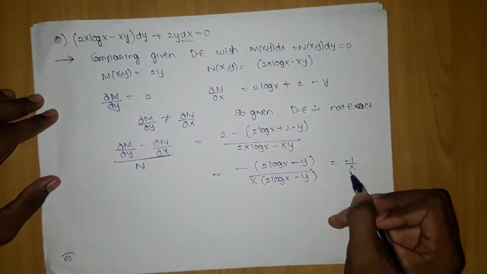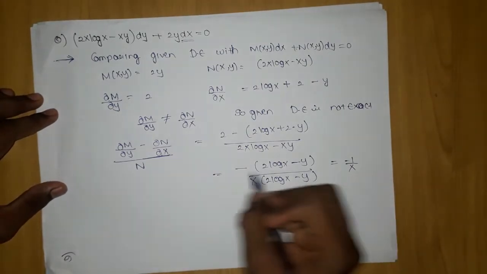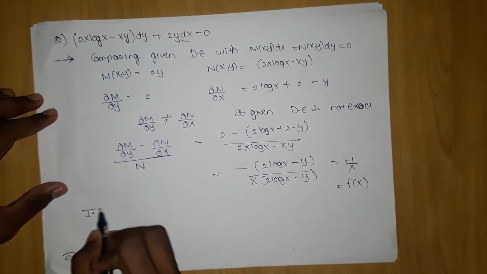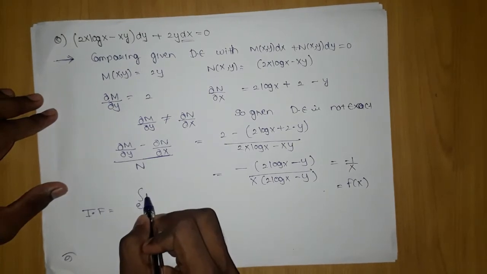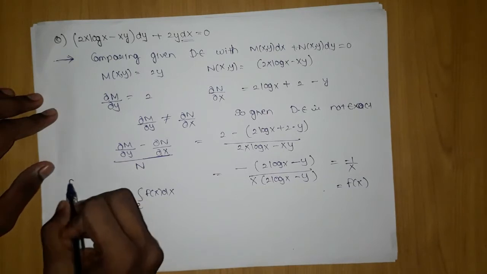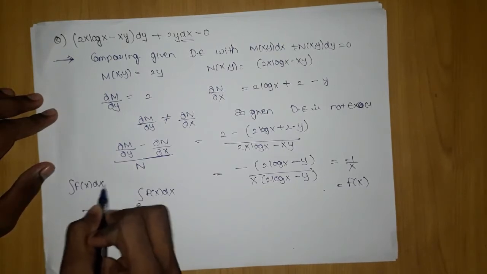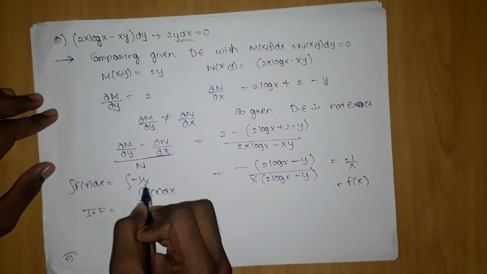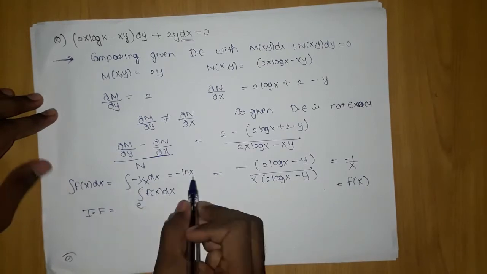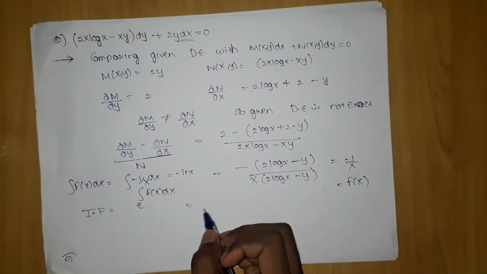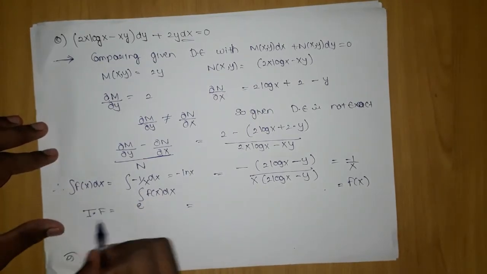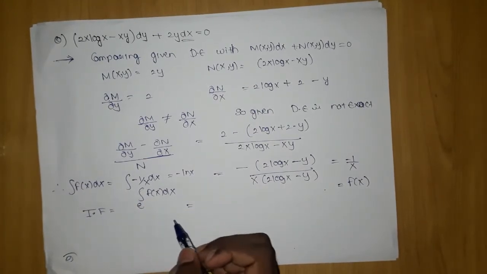So you are getting minus 1 upon x, which we will call f of x. Now you know the integrating factor is e to the power integral of f of x dx. Before this step, get the integral of f of x dx, which is the integral of minus 1 upon x dx, which is minus ln x. If we substitute this into the integrating factor, then after this step you write the integrating factor equals, which is the required formula.